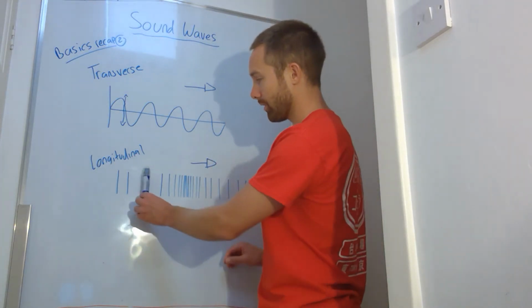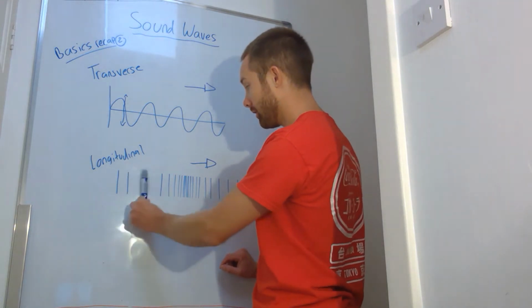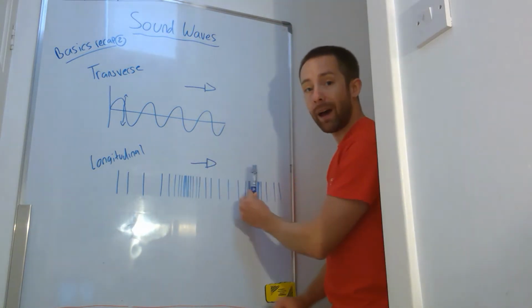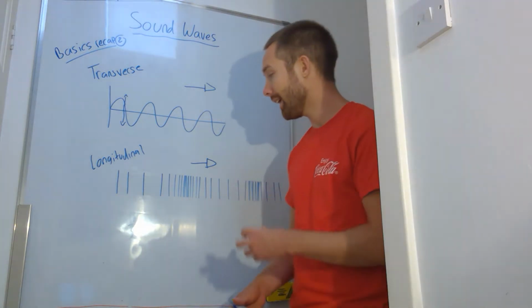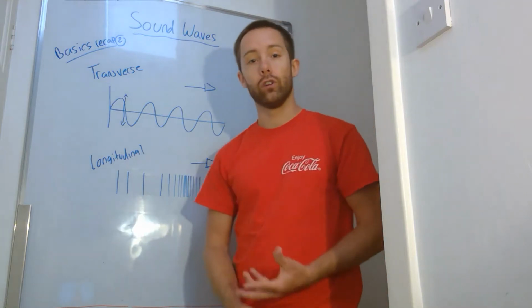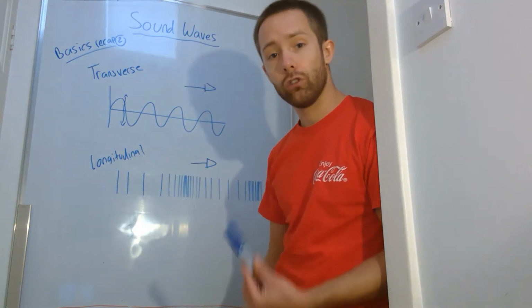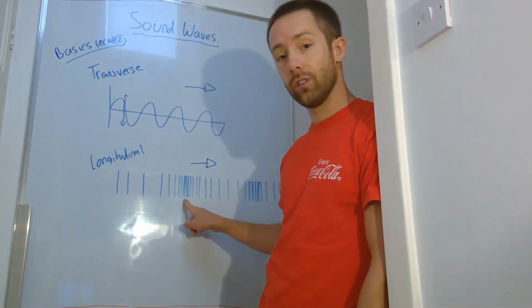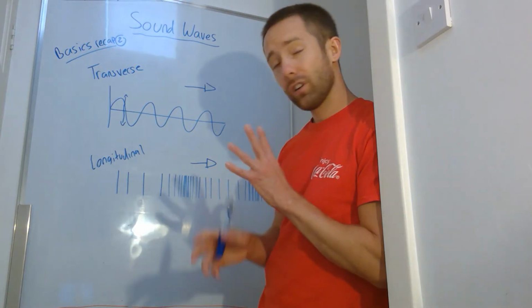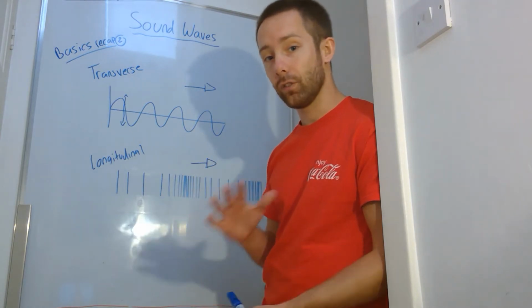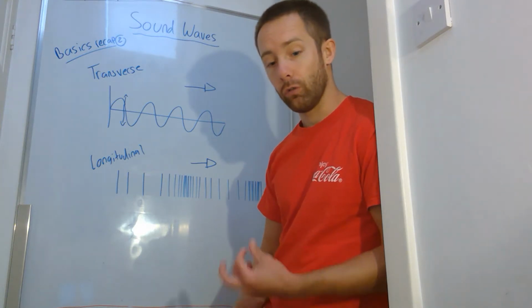In this one here, things are oscillating forwards and backwards like this. So they're oscillating parallel to the direction of the wave, or the direction the energy is being transferred, and therefore we have a longitudinal wave. In a transverse wave, you have peaks and troughs. In a longitudinal wave, you have compressions and rarefactions, okay? That's the fundamental basics of waves, very quickly covered. You could spend ages looking at this, but I just wanted to recap it.